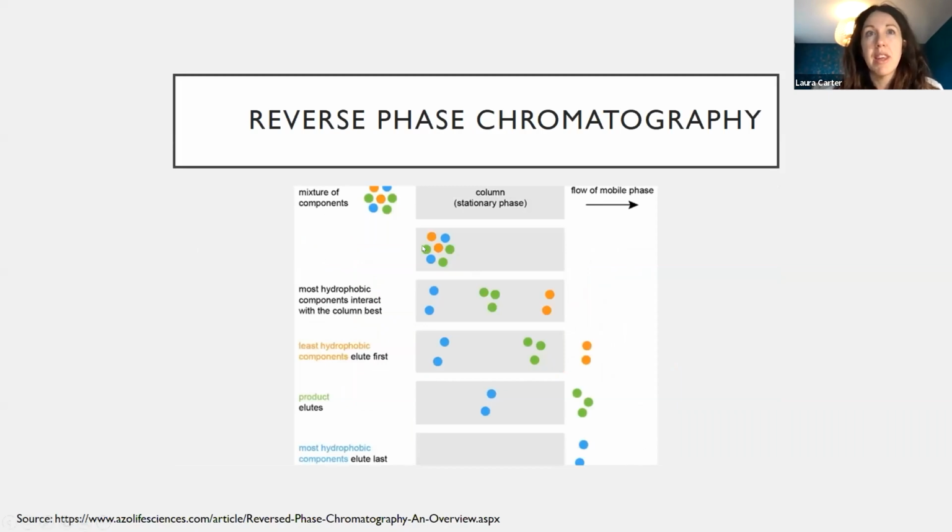So this is just a quick figure to demonstrate a little bit more about reverse phase chromatography. This is the column that your sample goes through. You have your mixture of components and then a stationary phase, which is your column. The most hydrophobic parts of your sample interact with the column best, and they get strongly absorbed, whereas the least hydrophobic components elute first. So this is how your sample gets separated and how you get the range in times at which your samples are detected.